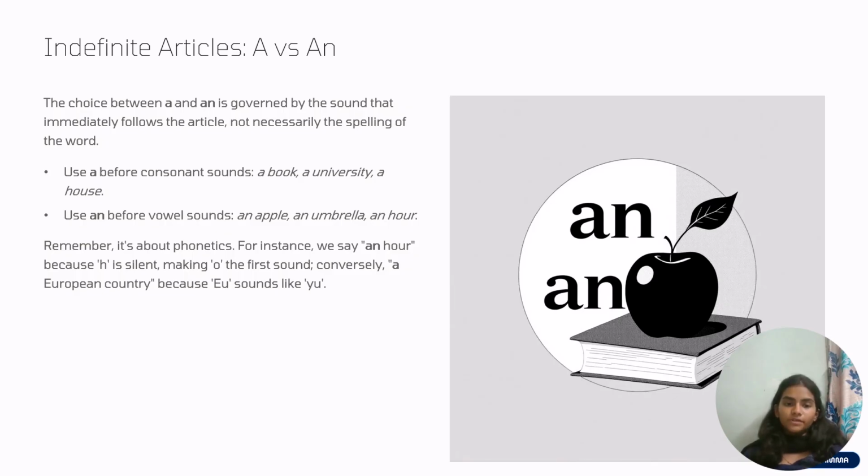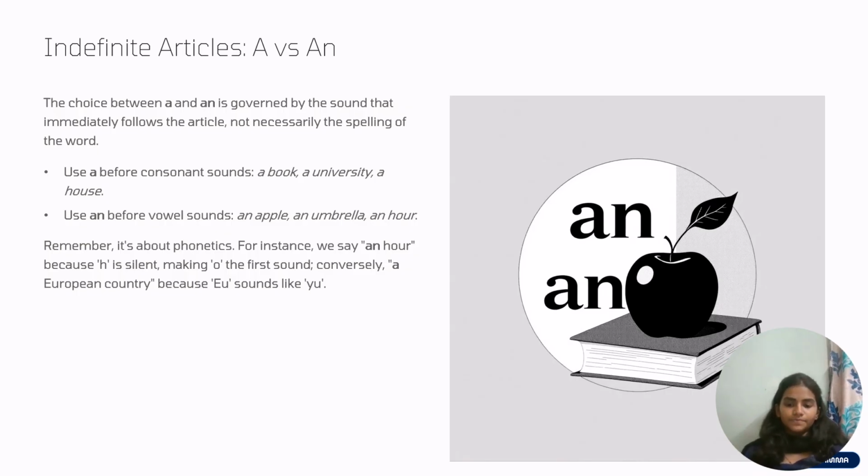Remember, it's about phonetics. For instance, we say an hour because H is silent, making O the first sound. Conversely, a European country, because EU sounds like YU, so we use a before European country.